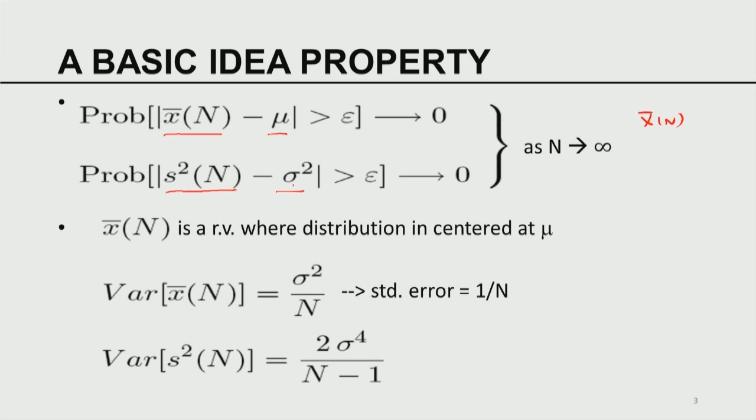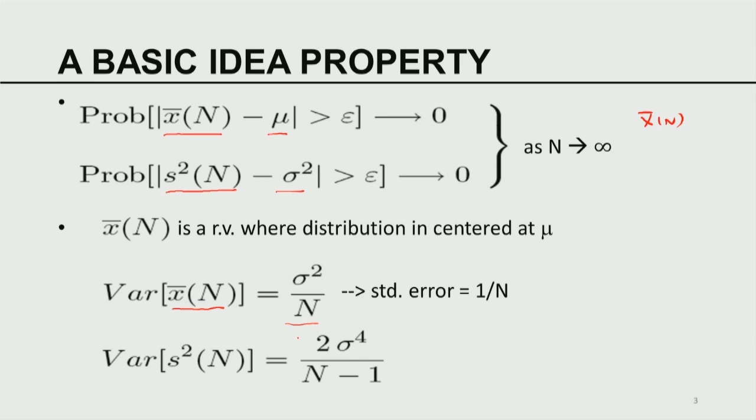What is another way of saying this? The variance of the sample mean, so sample mean is random, therefore its variance is sigma square by n. Sigma square by n is the variance of the sample mean, and that goes to 0 as n goes to infinity. That is one of the statements that is captured in the first line.